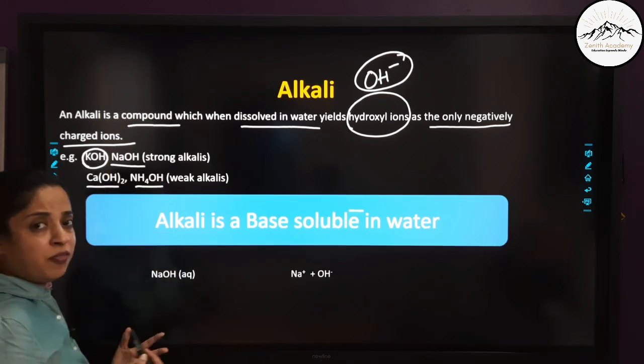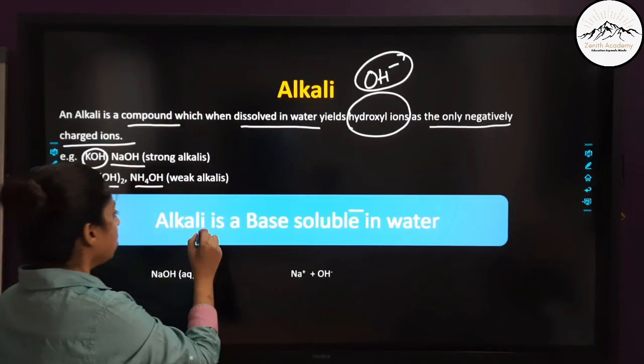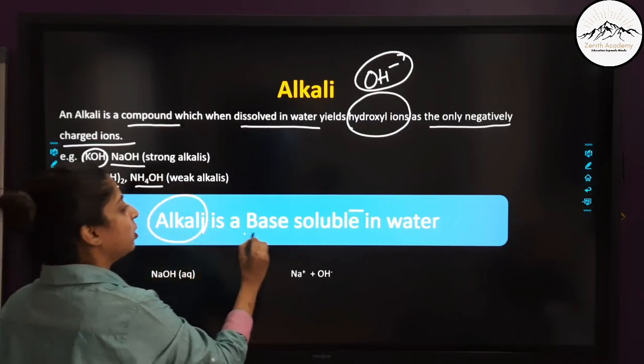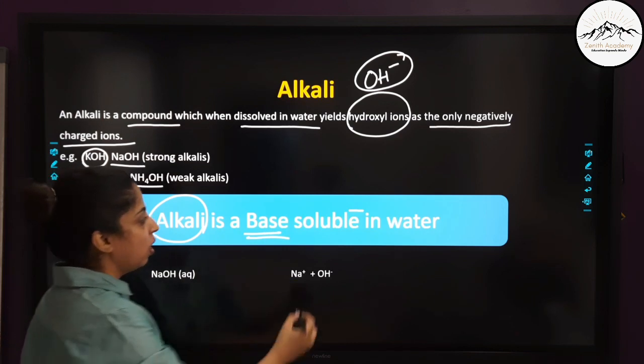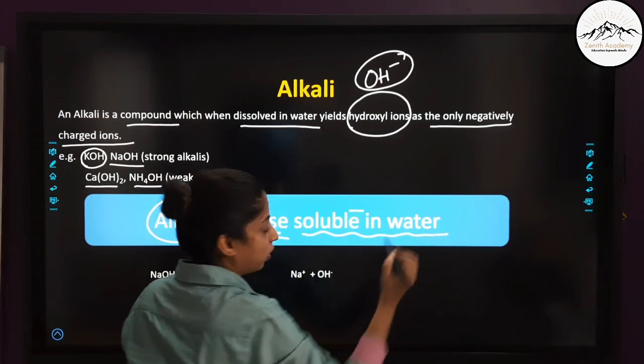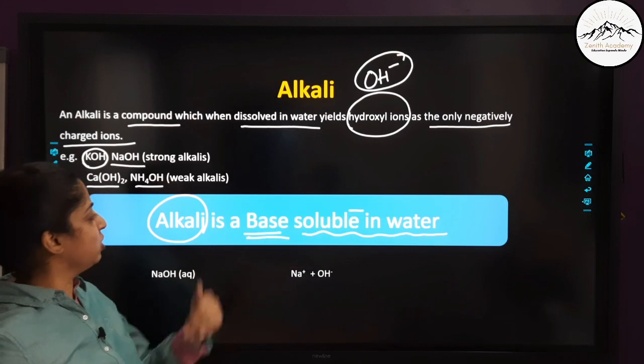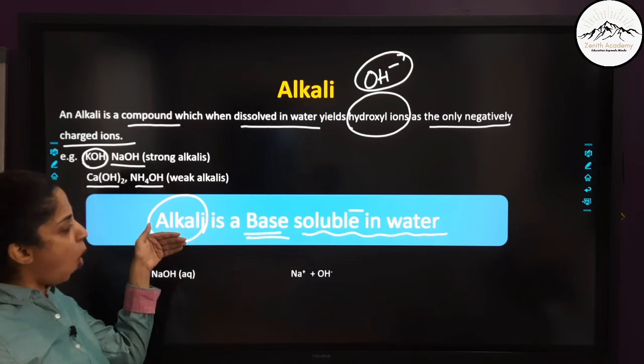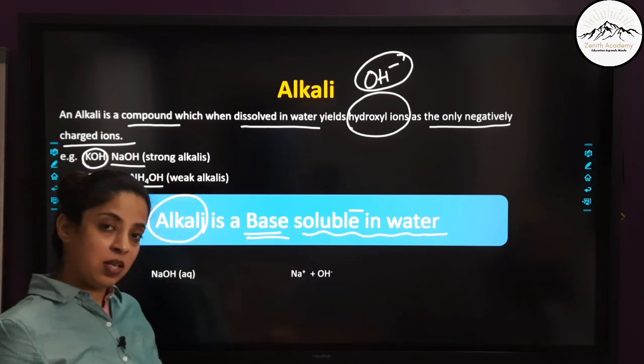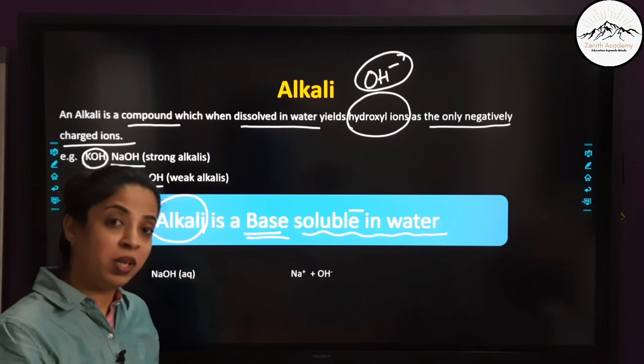So what is the difference between alkali and base? Alkali is nothing but a base. But which base? A base that is soluble in water. So from this you can say that all alkalis are bases, because alkalis are bases which are soluble in water.